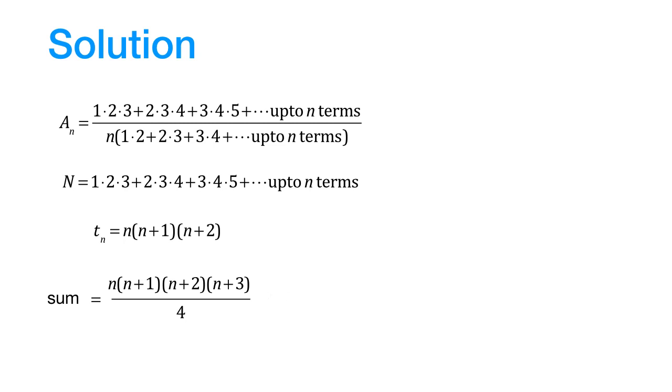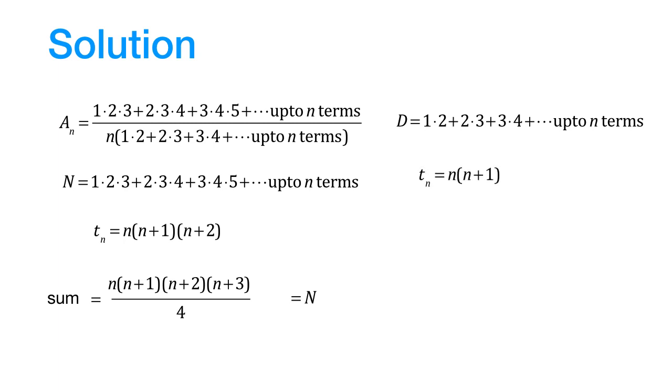Therefore, our sum looks like this. And this is also the numerator. So let's call it N. Now similarly, we can analyze the denominator. So in the denominator, we have a similar series. Let's call that series D.